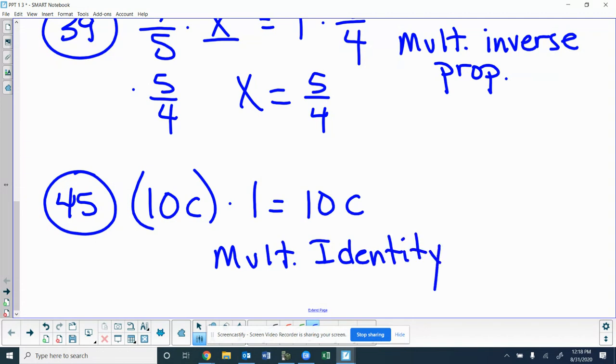Just like if I add 0, I get the same thing back. That would be the additive identity property, adding 0. But multiplying by 1 gives me the same thing.